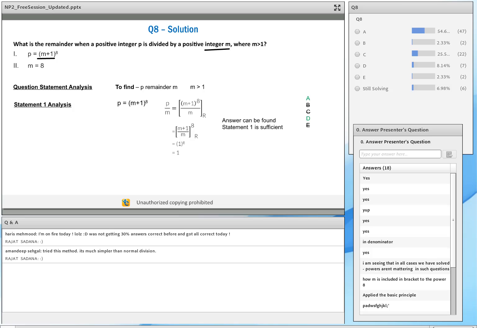Now let's evaluate statement number 2. Statement number 2 gives you a value of M. Now when you independently evaluate statement number 2, does that tell you what the remainder is going to be when p is divided by m? No. Why? Because we don't know anything about p in statement number 2. All right. Hence, statement number 2 is not enough. So the correct answer is choice A.